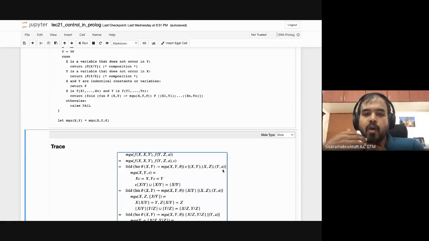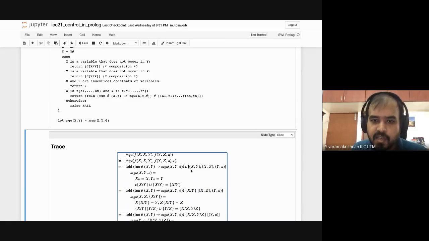And so we are going to evaluate this fold, right? How does the fold work? You can think of this as fold L, right? I'm just writing fold. It doesn't matter which direction it goes. Let's go from left to right. So in the first iteration of the fold, right? This x is going to be x, y is going to be y, right? And this theta is going to be epsilon. And you're going to call MGU of x y epsilon, right? So this is the recursive call.